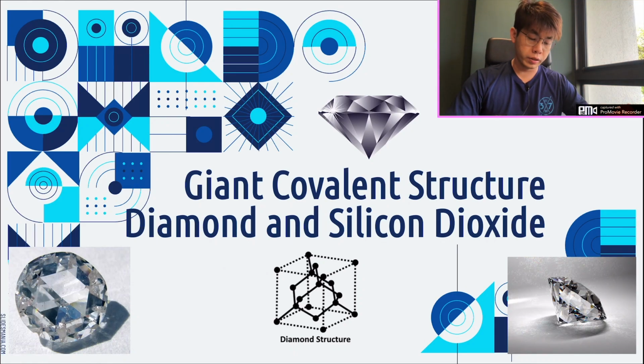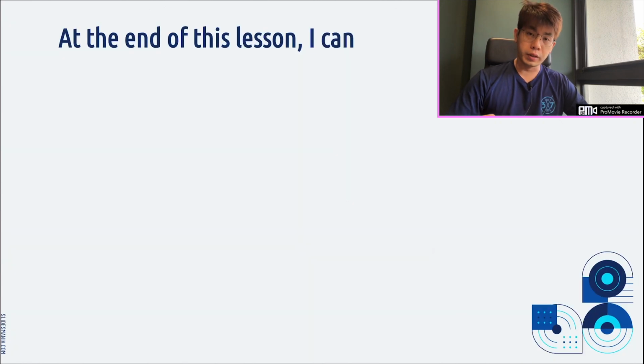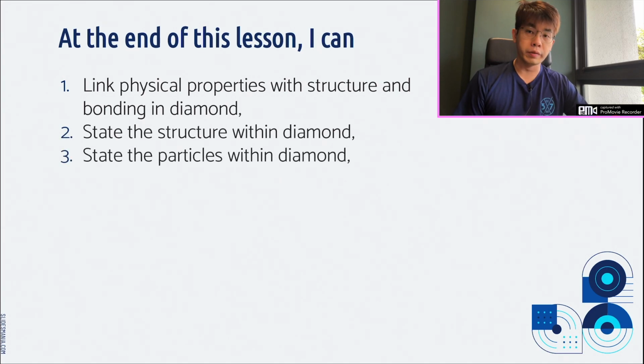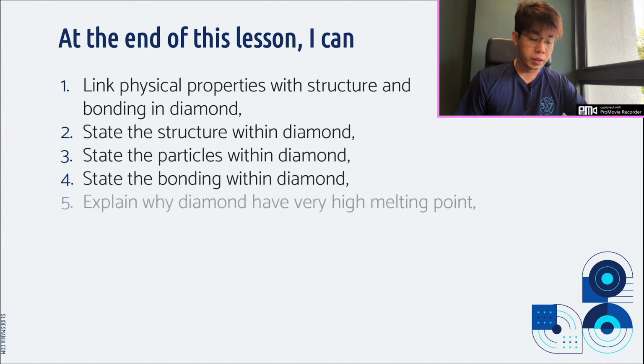Hello everyone, in this video we'll be talking about the giant covalent structure for diamond and silicon dioxide. At the end of this video, you will be learning how to link the physical properties with the structure and bonding in diamond: the structure within diamond, the particles within diamond, and the bonding within diamond.